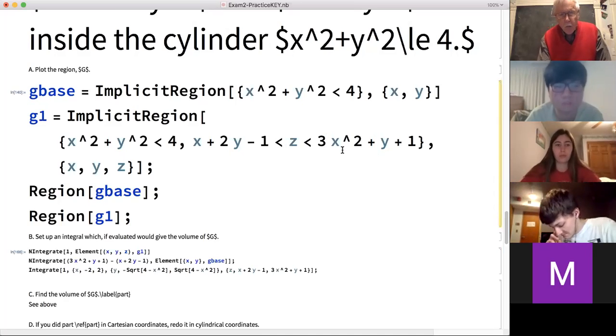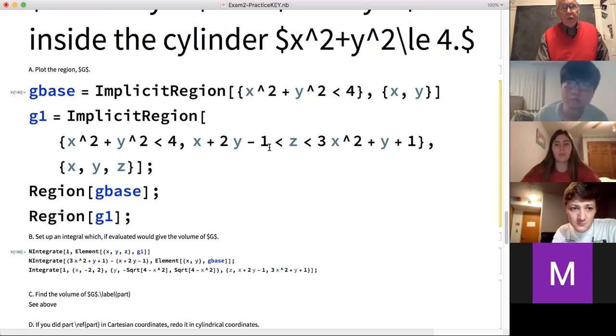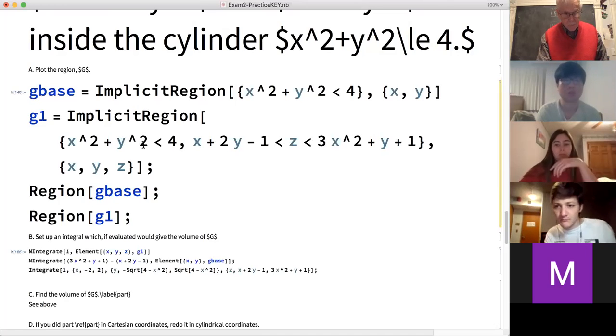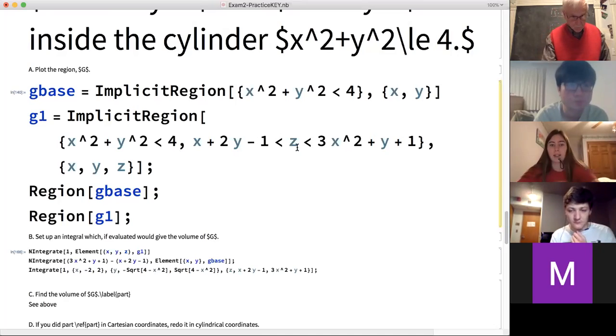So you need to figure out which of the two expressions in X and Y is bigger than the other. The easiest way is to graph these, and I graphed them only at one point. You only have to check one point, basically. 0, 0 is in our G base region. If you check the left-hand side at 0, 0, you get -1. If you check the right-hand side, you get 1. So the right-hand expression is going to be bigger than the left-hand expression. And we're interested in the z's in between.